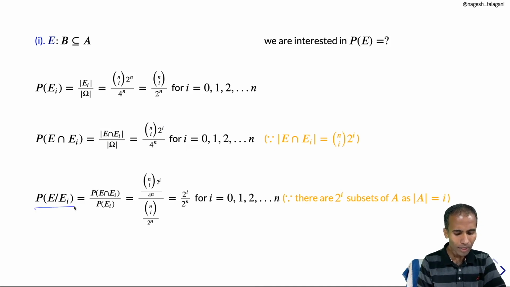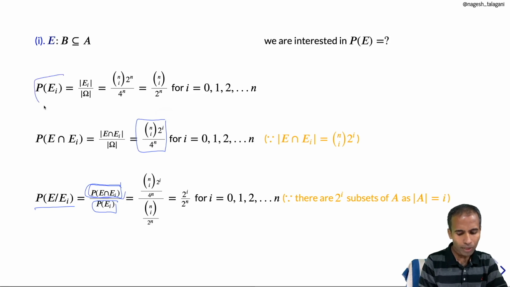The probability of E given Ei, according to the conditional probability definition, is the probability of E intersection Ei by the probability of Ei. Now here the probability of E intersection Ei we got as n choose i times 2 to the power of i by 4 to the power of n. The probability of Ei we got as n choose i by 2 to the power of n. Let's plug it here. So this gets simplified to 2 to the power of i by 2 to the power of n for all i equal to 0, 1, 2, and so on up to n.